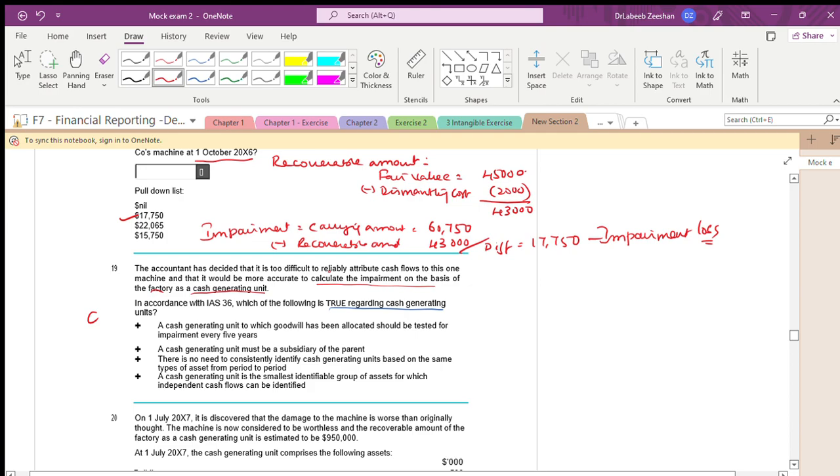Just before examination, you revise these conditions. In every exam they will give you some questions on CGU.